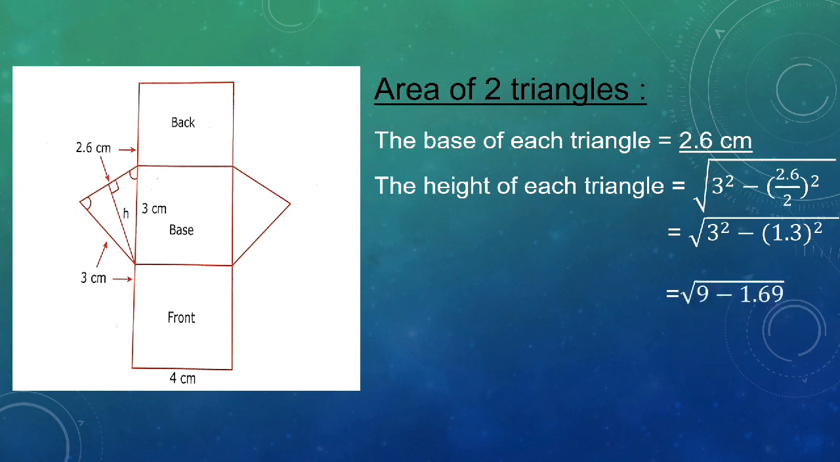Next, okay, 3 squared is 9 minus 1.3 squared is 1.69. And 9 minus 1.69 is equal to 7.31. So what is the square root of 7.31? The square root is 2.7 centimeters. So meaning the height of this triangle is 2.7 centimeters.